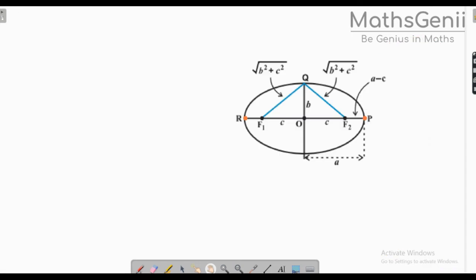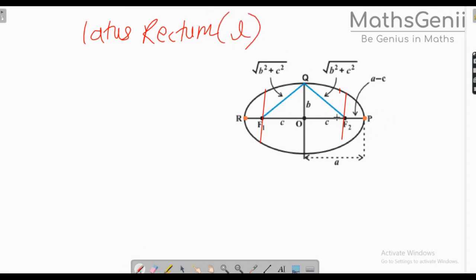Now let's look at one more derivation or one more important concept, which is latus rectum. What is a latus rectum? It is nothing but the distance along a line passing through your foci to touching your ellipse. So these two red lines are your latus rectum. Now suppose we denote it by L. And I'm going to derive it in detail. Don't worry.